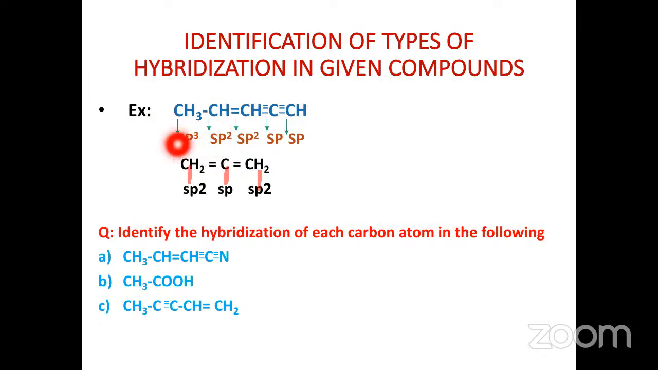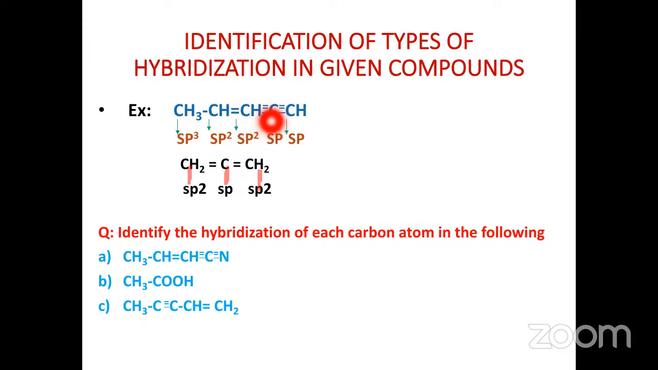How to identify? If the carbon forms only 4 single bonds, then it exhibits sp3 hybridization. If the carbon has one double bond along with 3 single bonds, then it exhibits sp2 hybridization. If the carbon has 2 double bonds along with 2 single bonds, then that carbon exhibits sp hybridization.